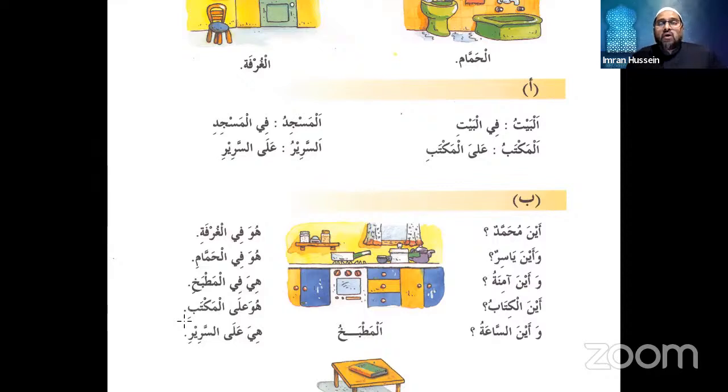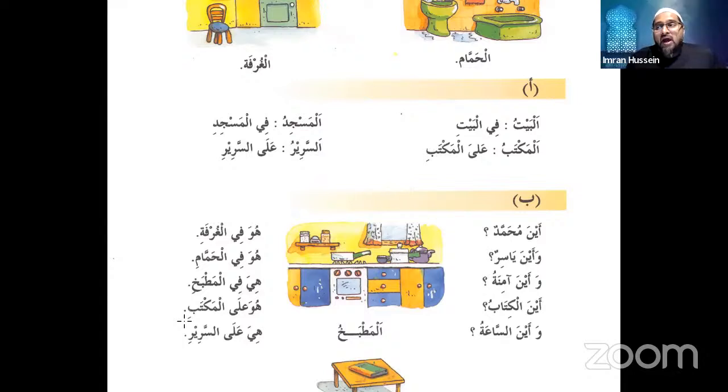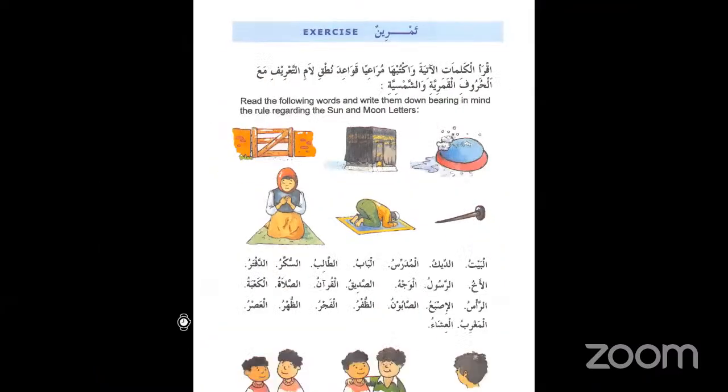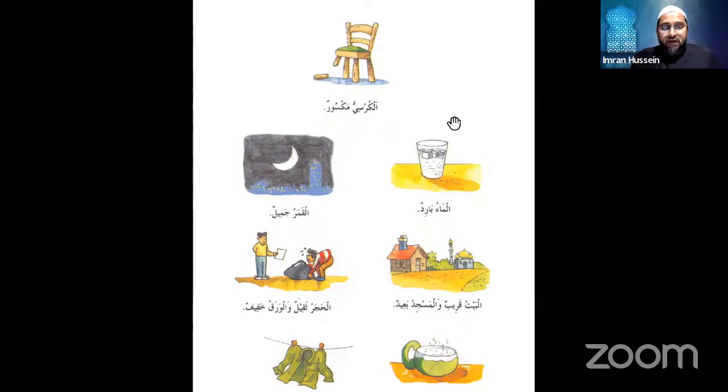Mubtada is the noun which starts a sentence, and khabar is the predicate. Not the action, but the news which has been given about the subject itself, the mubtada. In the first two lessons, for example, let me go back, we had al-kursiyu maksurun, al-ma'u baridun, the water is cold.